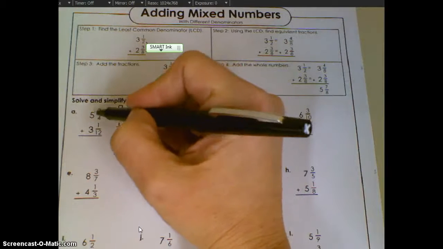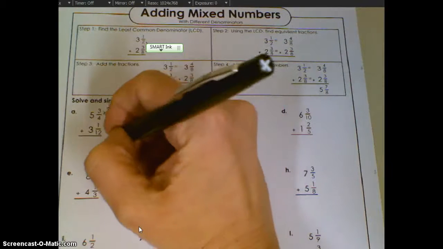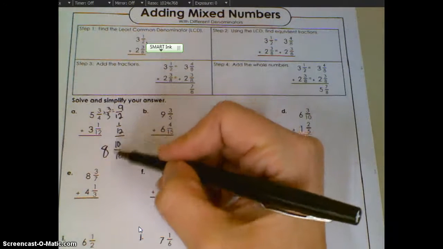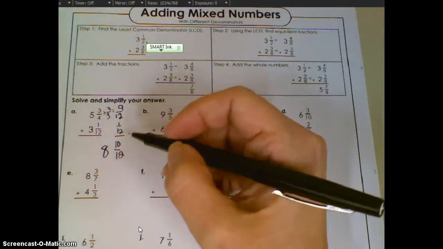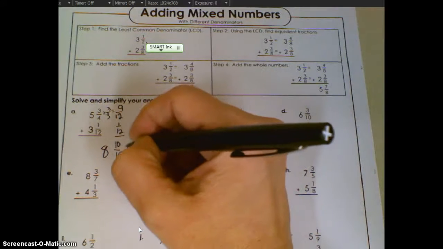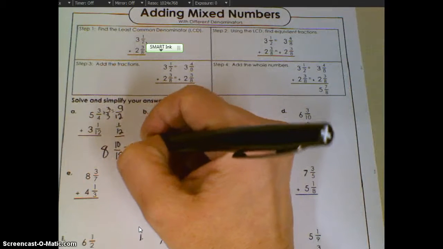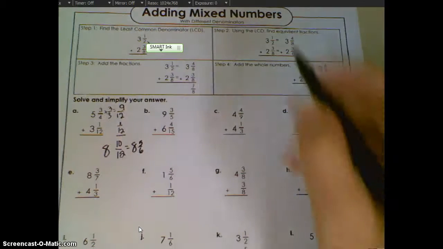Now I'm ready to add my whole number. 5 plus 3 is 8, and as I'm looking at this, I think I can reduce it. I can divide both of them by 2, and I can instead come up with 8 and 5 sixths. That would be a better answer.